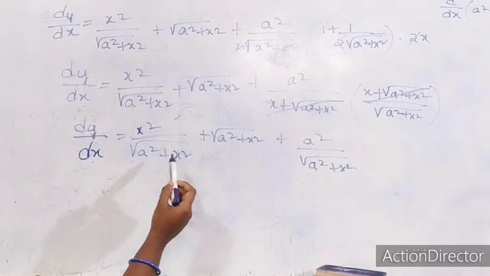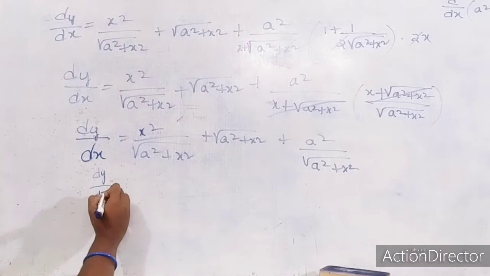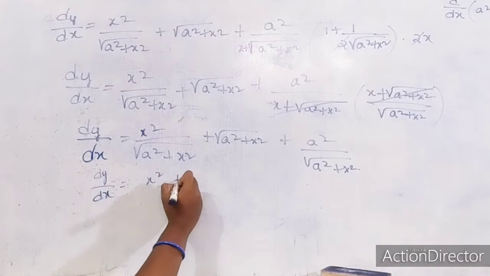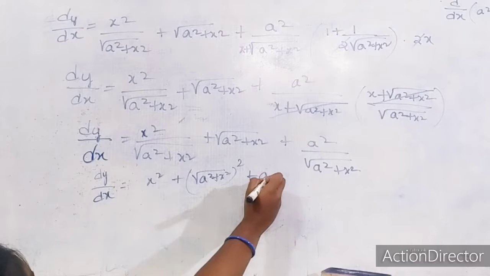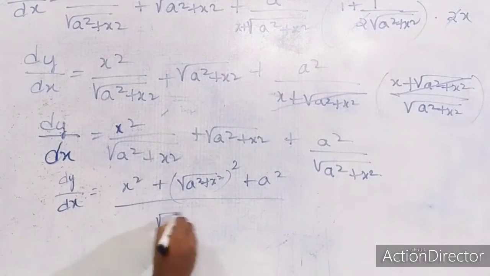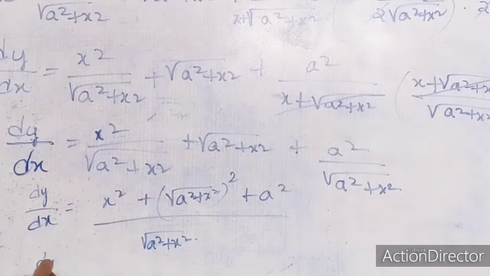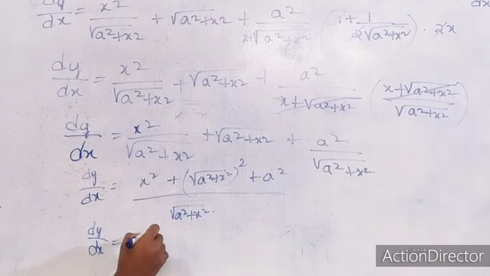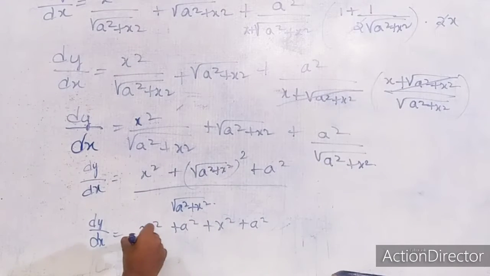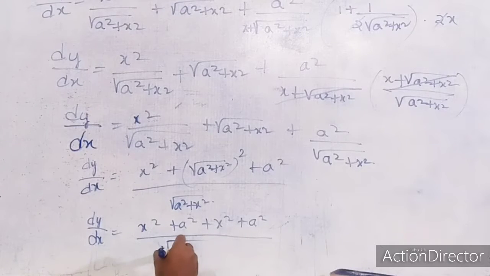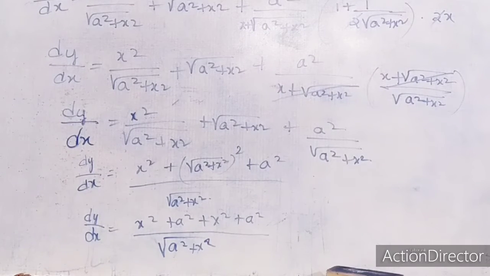Now we see the common term root of a square plus x square. So we will take LCM as root of a square plus x square, that is dy by dx is equal to x square plus root of a square plus x square whole square plus a square divided by root of a square plus x square, that is dy by dx is equal to x square plus a square plus x square plus a square divided by root of a square plus x square.